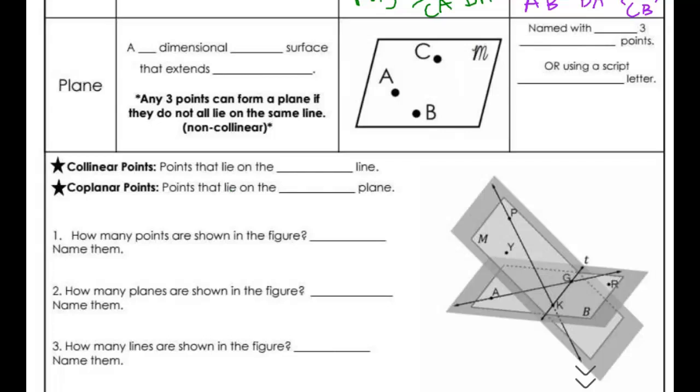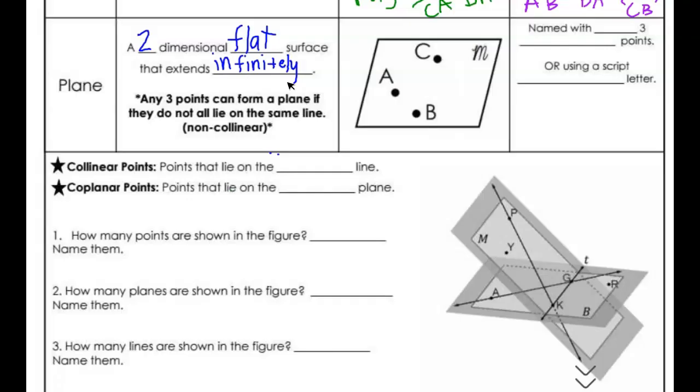A plane is a 2-dimensional flat surface that extends infinitely. Think of this sheet of paper like a plane, flat. So you see the image here? This is a plane. It's just a flat surface.